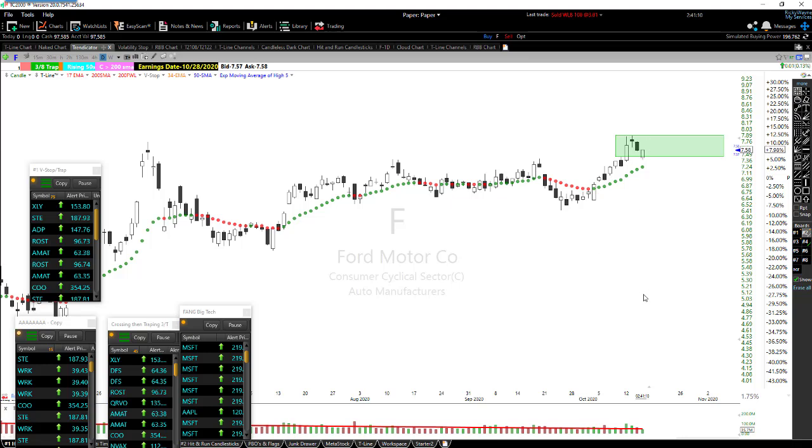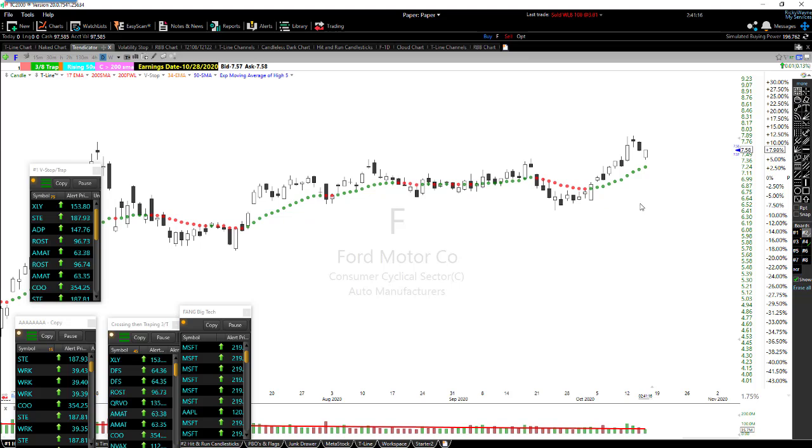Let's go back to Ford here, okay? And let's get rid of that. Get rid of that. There we go. So we can clearly see that this is a bearish chart right here. And we can clearly see that the chart has turned bullish, right? Now, we're not in it right here.